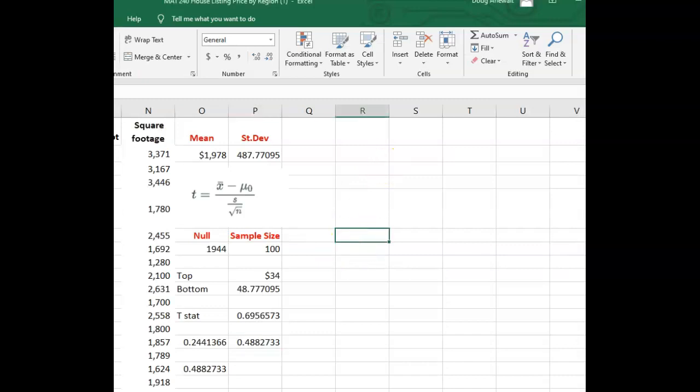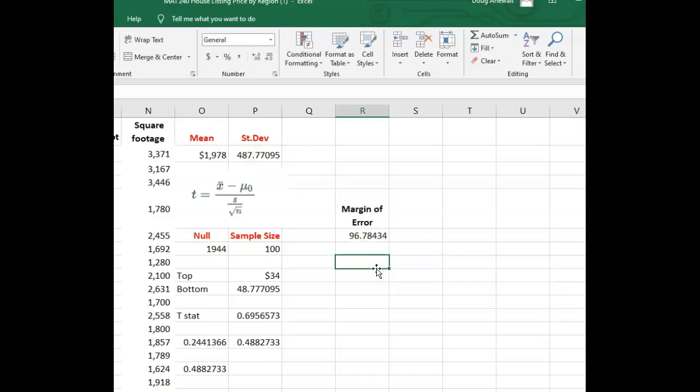So I'm going to come over here and let's just see what we get. It's going to be CONFIDENCE.T, again, t distribution because we don't know the population standard deviation. We have, for 95% confidence, that's 5% then for alpha, so it's 0.05. Your standard deviation, I'm just going to click on what I got here for the standard deviation of my sample, and my sample size was 100. So this gives me the margin of error.